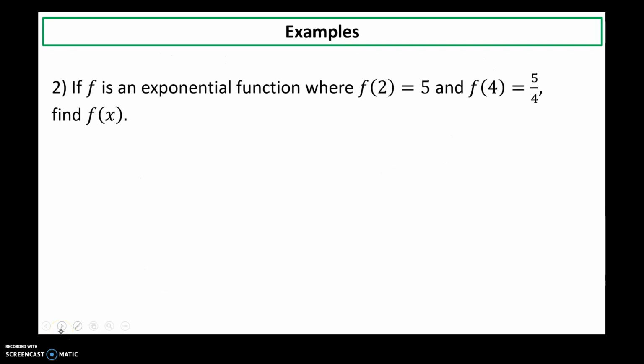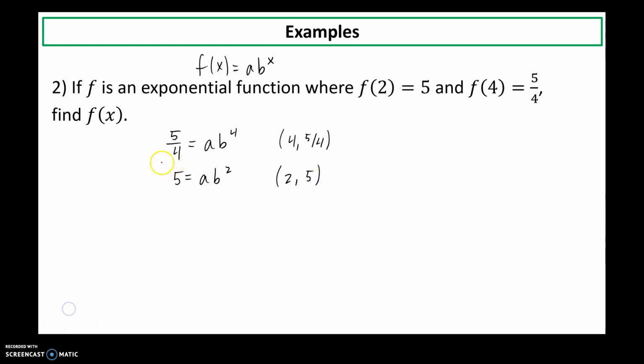Okay, now these 2 points fit an exponential function. But now we don't have the initial value. So what are we going to do with this information? We're going to plug it into our function. So I'm going to create 2 equations. f of x equals ab to the x power. That's plugging in the point (4, 5/4). And then f of x equals ab to the second power. That's plugging in the point (2, 5).